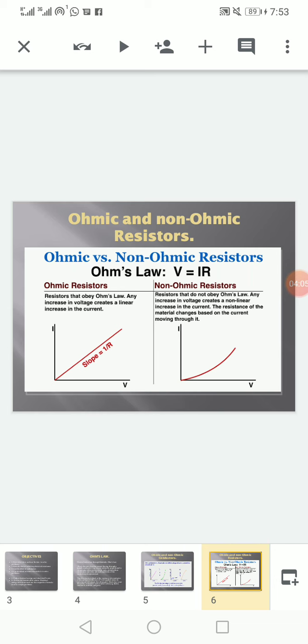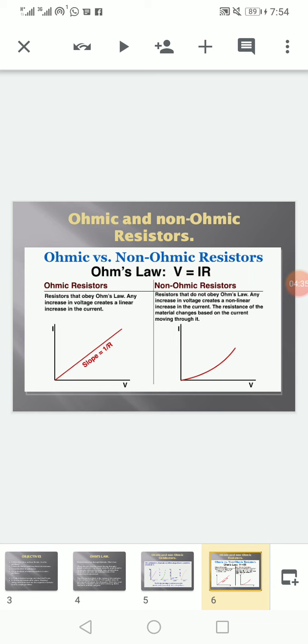Also, we want to look at ohmic and non-ohmic resistors. Any resistor that obeys Ohm's law, any increase in voltage creates a linear increase in current. As voltage increases, the current also increases. Hence, we say that such a material is an ohmic resistor, while the one that does the opposite is called a non-ohmic resistor.